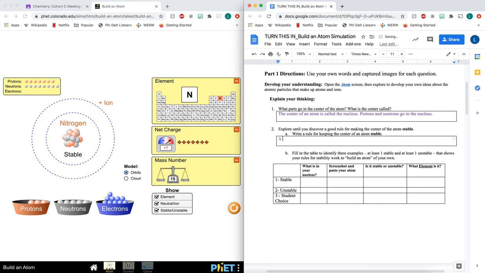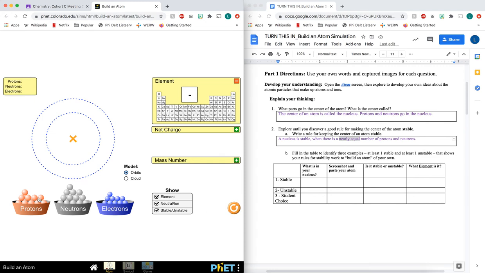So I'm going to say that a nucleus is stable when there is a nearly equal number of protons and neutrons. So notice I say nearly equal because sometimes when they're equal, it's not actually stable. Like when I have 4 protons and 4 neutrons, that's still unstable.